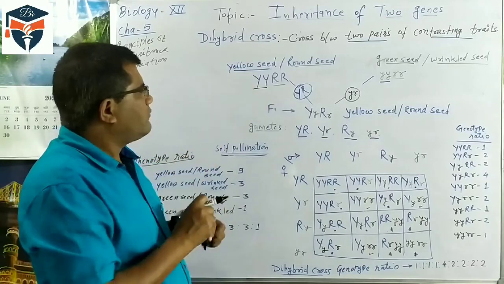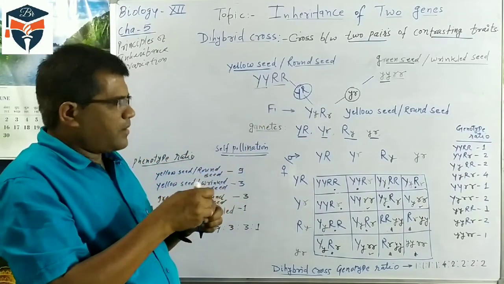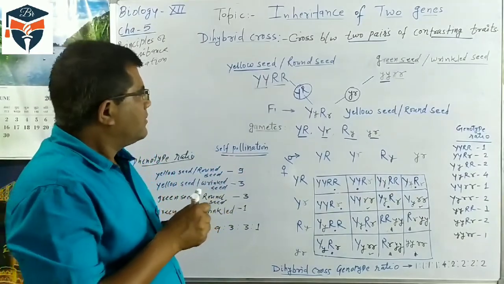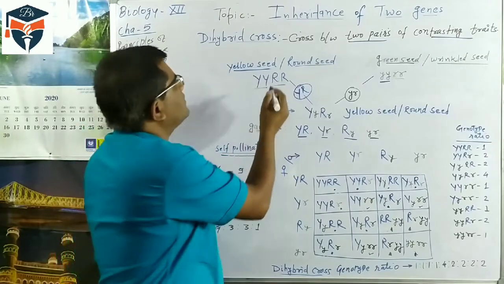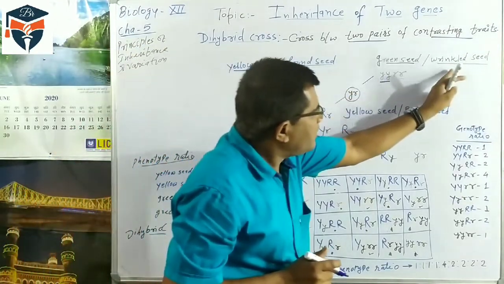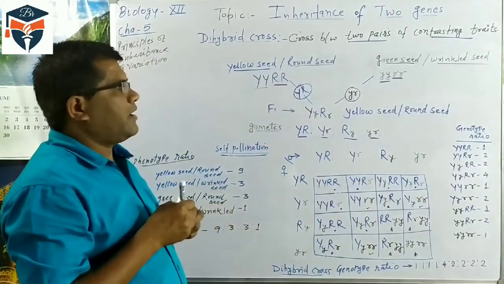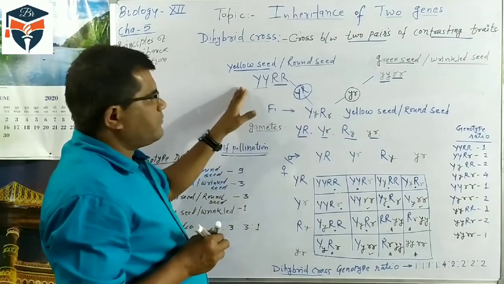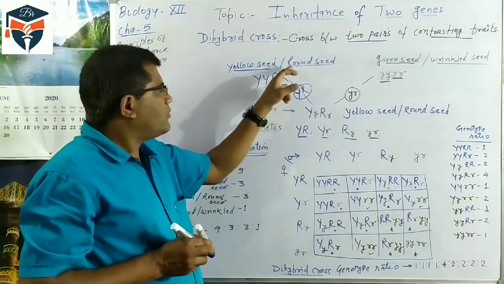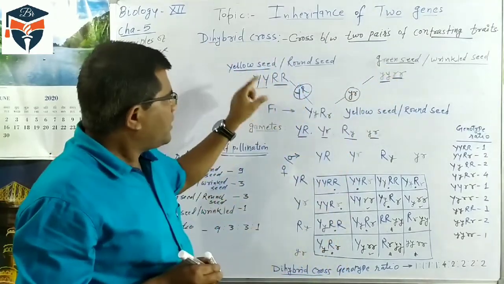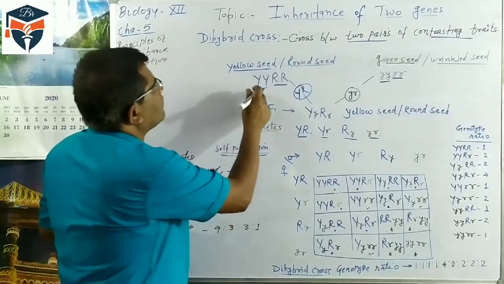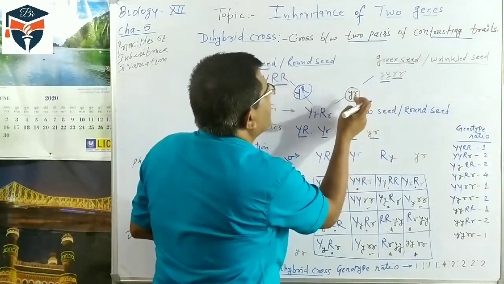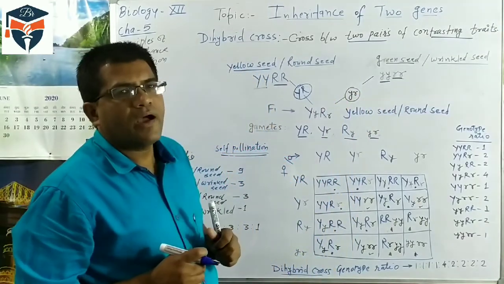Now students, for yellow seed I am taking the genotype capital Y, capital Y, whereas for the green seed I am taking small y, small y. Similarly, round seed is the dominant character, so I am taking capital R, and wrinkled seed genotype is small r. So this is the phenotypic character and this is the genotype. Both parents are homozygous and they produce gametes. The homozygous dominant parent produces the gamete capital Y capital R, and this recessive parent produces the gamete small y small r.